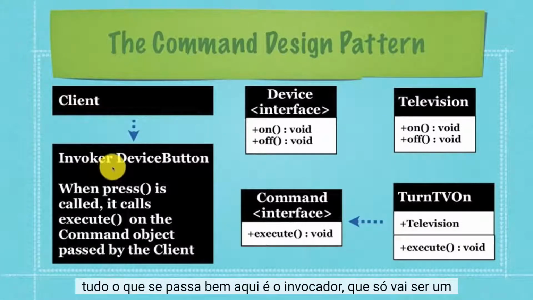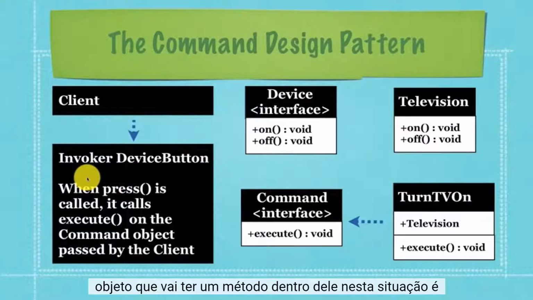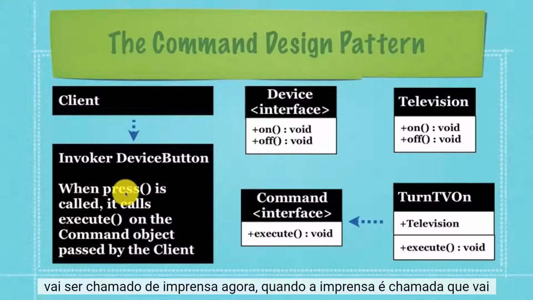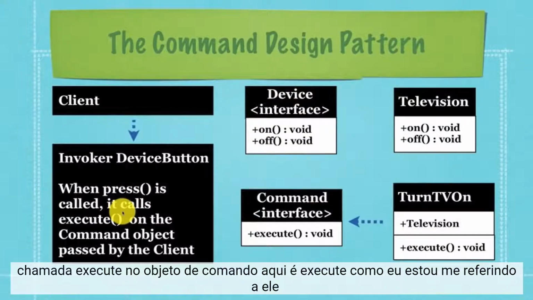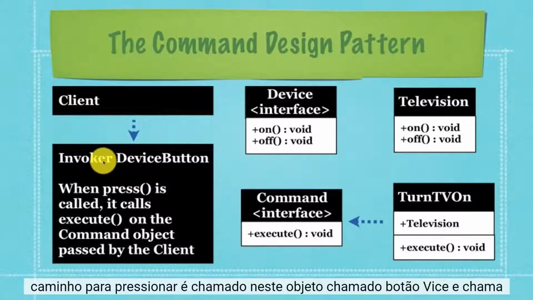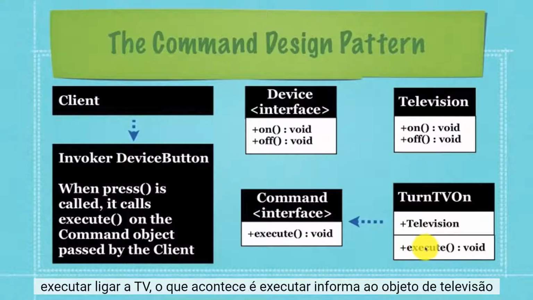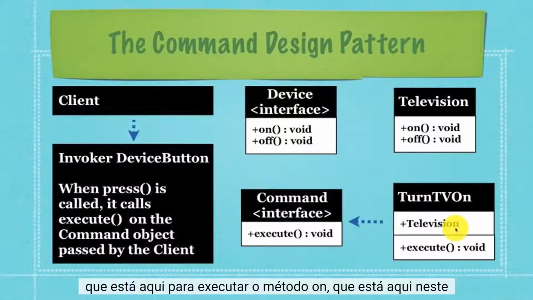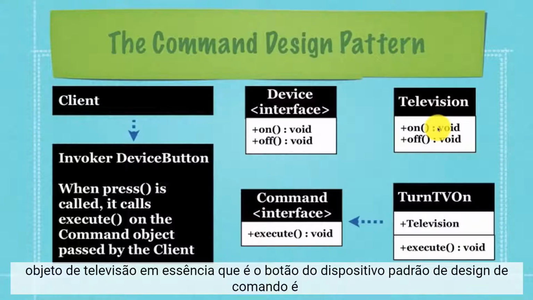Okay, here is the invoker, which is just going to be an object that is going to have a method inside of it. In this situation, it's going to be called press. Now, when press is called, it's going to call execute on the command object. Here is execute as I am referring to it. Of course, it's going to refer to it through an interface for polymorphism, but either way. So press is called on this object called device button, and it calls execute on turn TV on. Then what happens is execute tells the television object that is right here to execute the on method, which is up here in this television object.